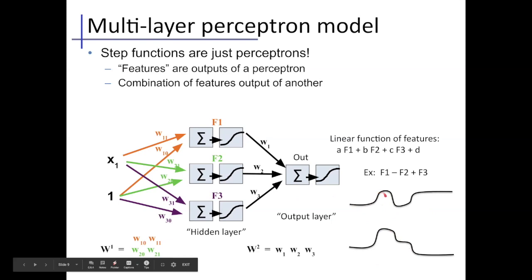The reason you get smoother versions is that you replace the thresholding function by a so-called nonlinear activation function. For instance, you can choose to use the sigmoid function as your nonlinear activation function. By doing that, you can generate smooth output of these feature vectors and also the output here. So that is the multi-layer perceptron model.